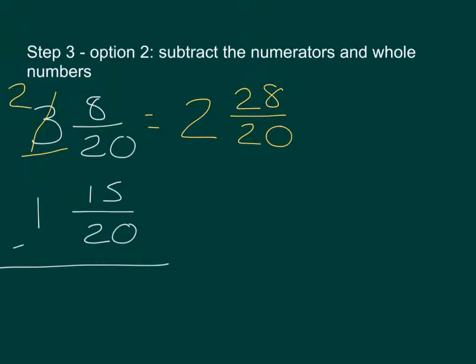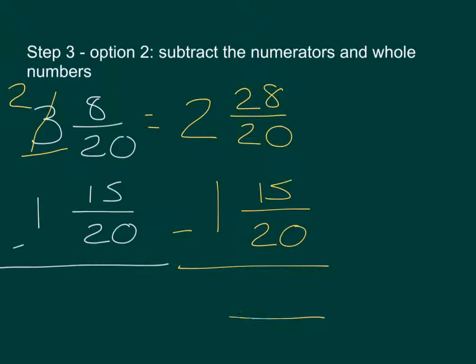And now the bottom number, I don't need to do anything like that. I'm going to rewrite it over here. And now, as you can see, I can go ahead and subtract the numbers as needed. I know my denominator is going to be 20. So if I have 28, take away 15: 8 take away 5 leaves me with 3. 2 take away 1 leaves me with 1. Okay, so that's our fractional part. And now looking at the whole number, 2 take away 1 is 1, and that's how we do it.